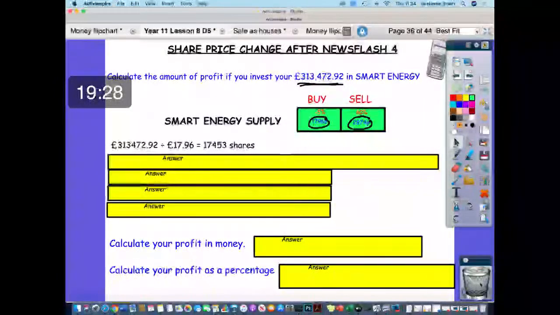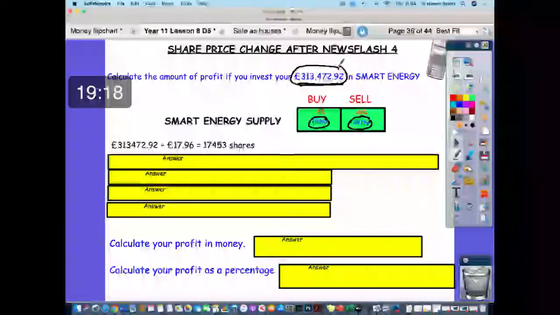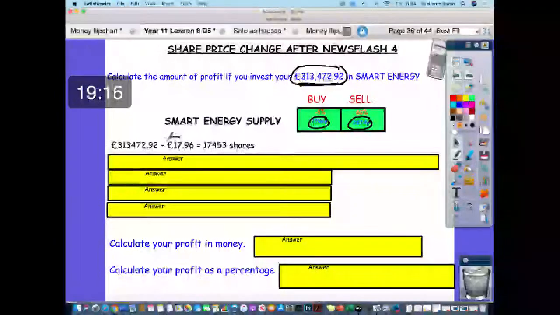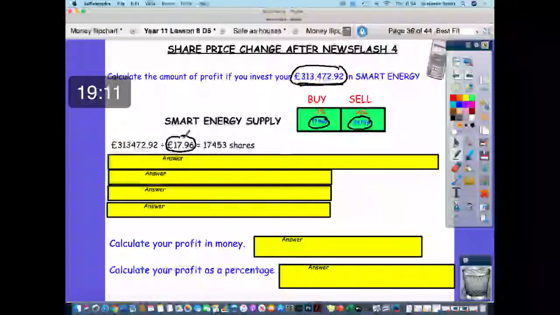Okay, I've converted 1,796 pence into pounds because the initial amount of money is in pounds and this one's in pence, so I need to work in the same unit. So I've decided to change this one into pounds. That was the first thing I did. I'm sure most of you spotted that. It's something that we're quite familiar with, making sure we work in the same unit.